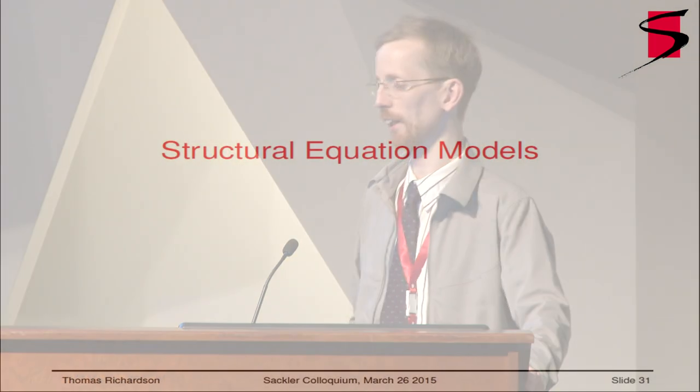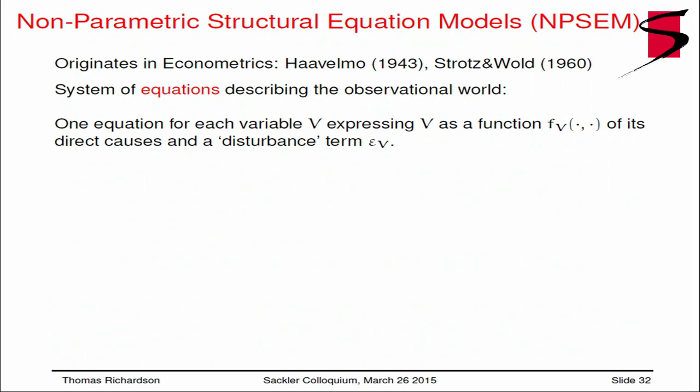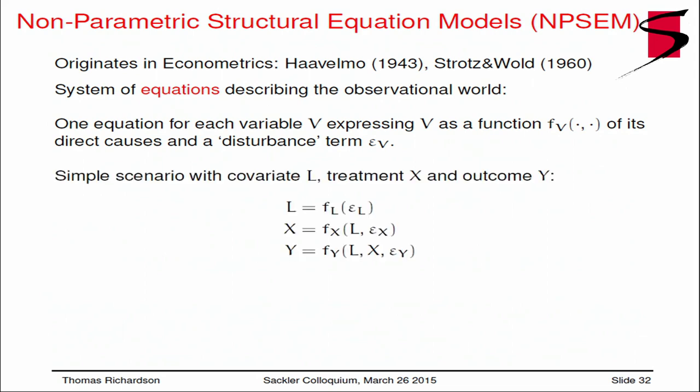Okay, so structural equation models. This is a second approach that was also described by Judea in his talk. This originates in econometrics, and I think the clearest statement of the way that interventions are modeled is in a paper of Strotz and Wold. The basic idea is that we have a system of equations describing the observational world, one equation for each variable expressing that variable as a function of its direct causes and a disturbance term. So here, thinking back to the setup where L was a covariate, X was treatment that was assigned as a function of L, and then Y is your outcome that is a function of L and X.